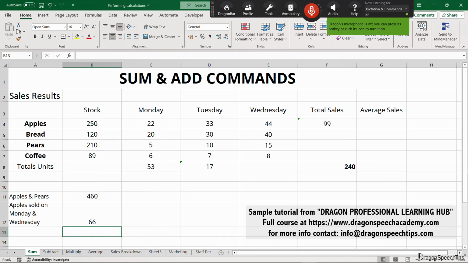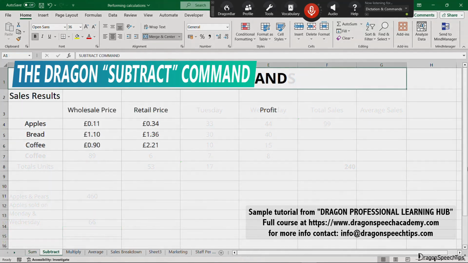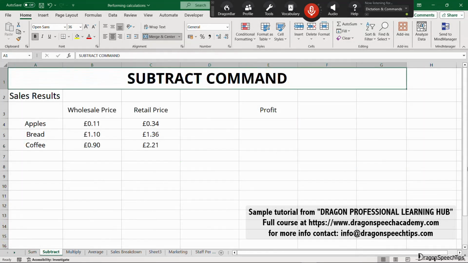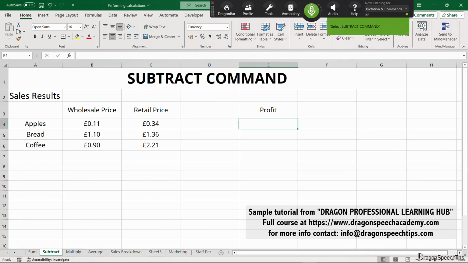Now, let's look at how we can subtract the values. To subtract values, you can use the subtract command. For example, to find the profit for apples, we would subtract the wholesale price from the retail price. Go to cell E4 and dictate subtract cell B4 from cell C4.